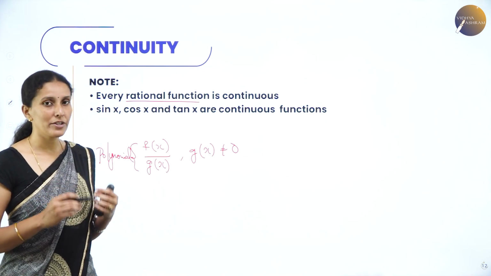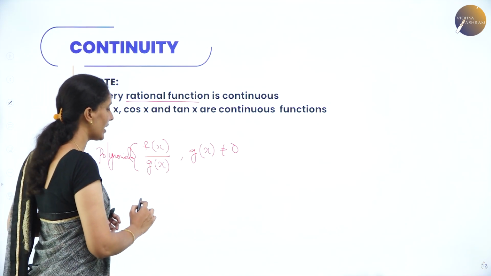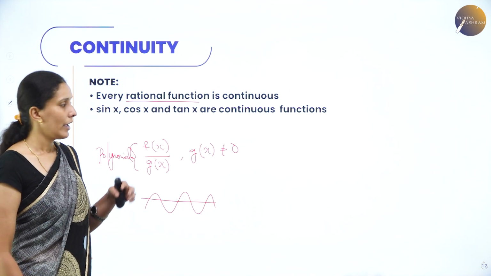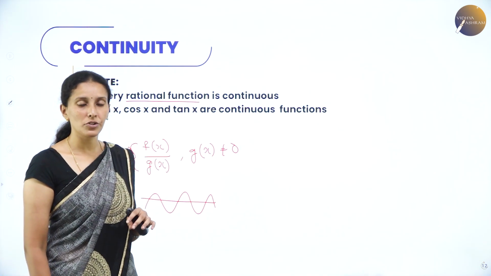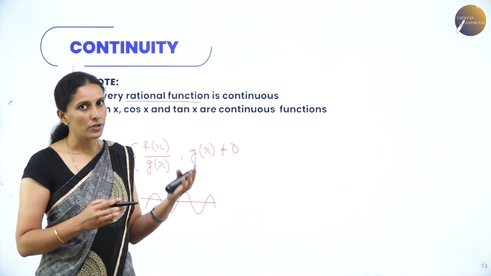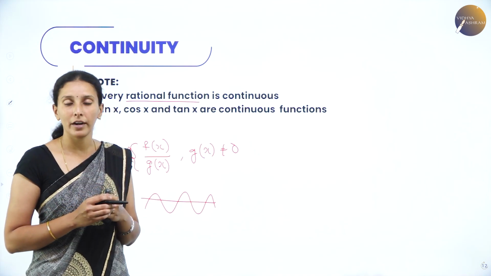And one more: sin x, cos x and tan x are continuous functions. Whenever the trigonometric functions sin x, tan x, cos x are continuous, you can look at the graph of sin x, it will be like this. So these are all examples of continuous functions. That's why sin x plus cos x will also be continuous, and sin x minus cos x will also be continuous at a given point and domain.